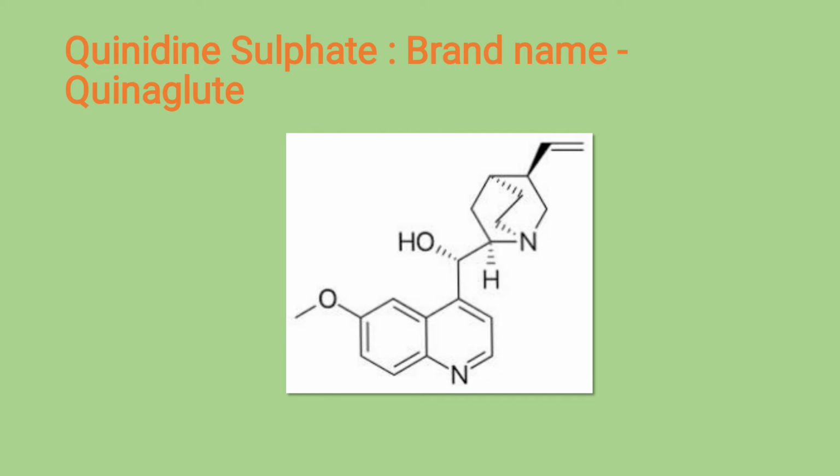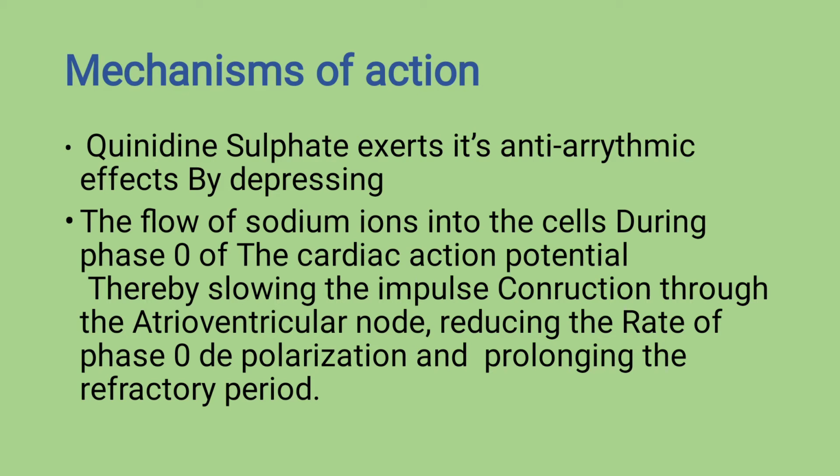Then we will discuss some antiarrhythmic drugs. The first is quinidine sulfate, and its brand name is Quinaglute. Here is its structure. In this we will discuss the mechanism of action and its uses.